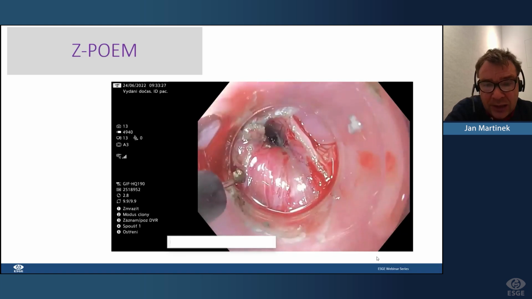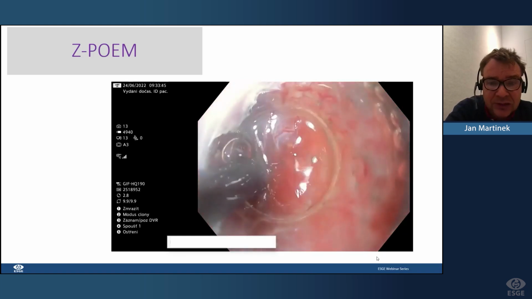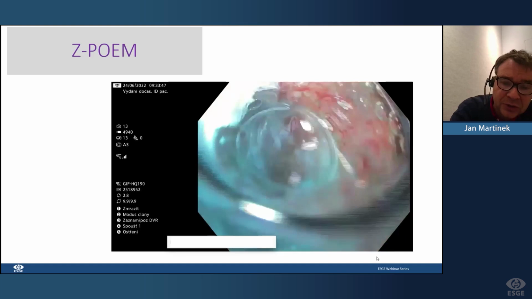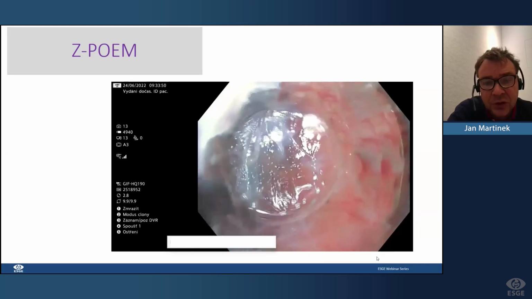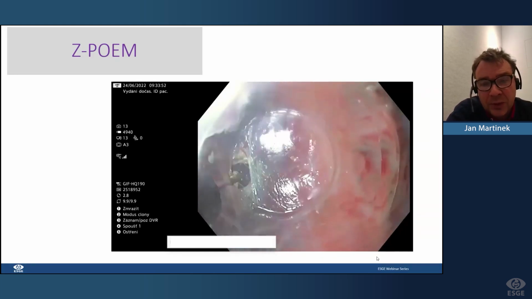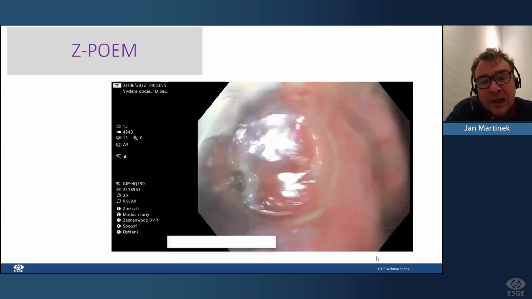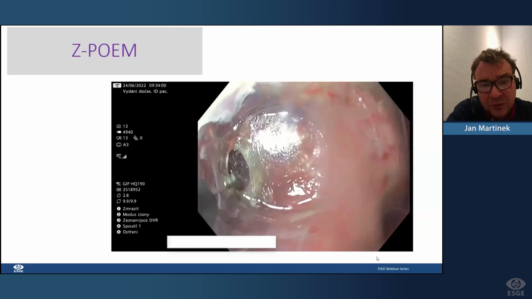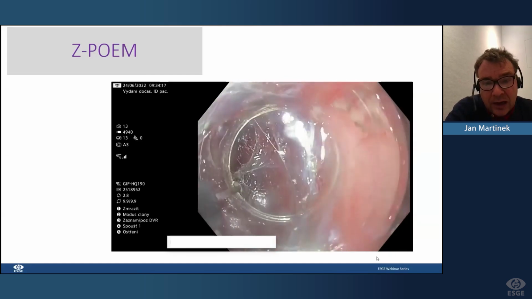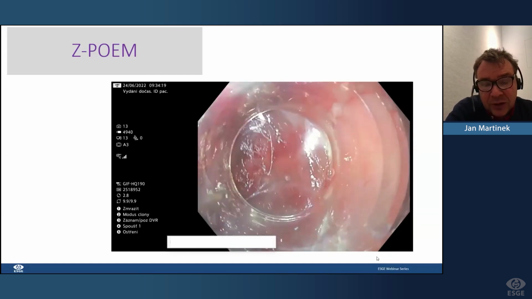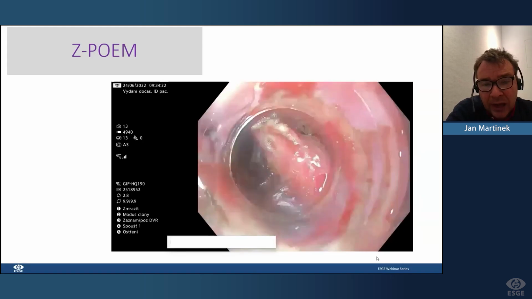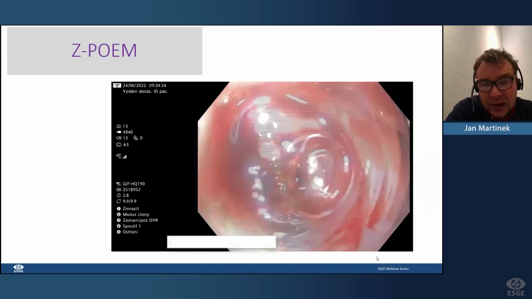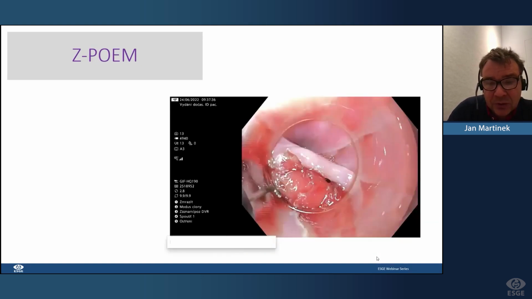Once the tunnel is ready, there is a need to do a second tunnel between the diverticulum and the septum. So in contrast to POEM, where we do one tunnel, in Z-POEM for Zenker's Diverticulum, we perform two tunnels. In the first tunnel in the esophagus, we may go all the way down to the cardia. At the diverticular side, we just finish once we don't see any space, any submucosa.